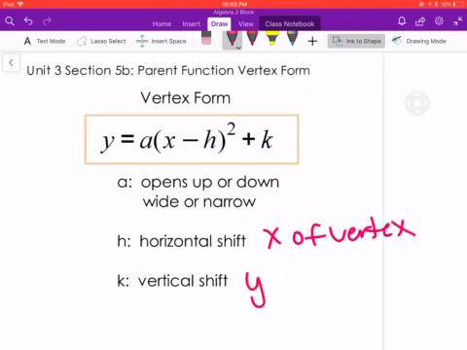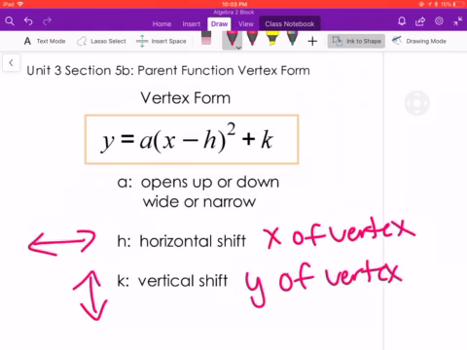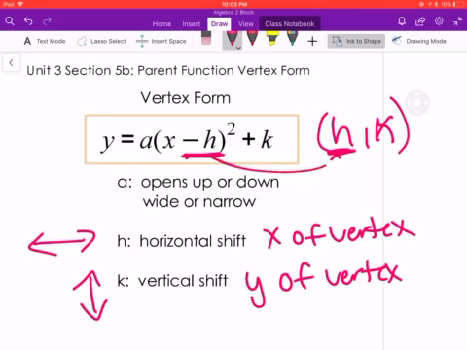And K is the vertical shift. So H shifts it right and left. K is the vertical shift. It shifts it up and down. That's our y of our vertex. So if we take the general form, we're going to take out our vertex. It's going to become (h, k). So notice that h comes out as positive and it is negative in the equation. So h is always opposite when it comes out. So that's one thing to just note.